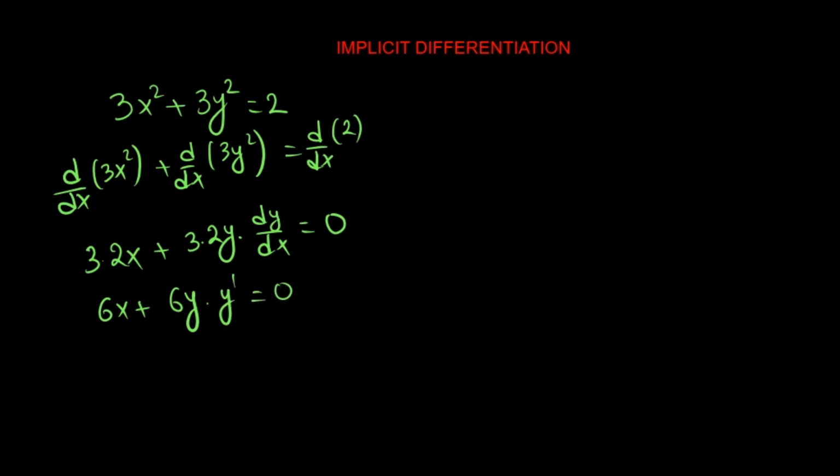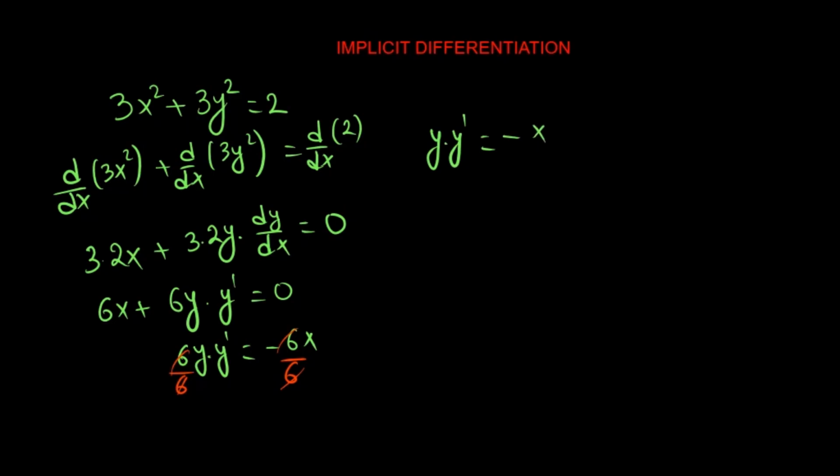Our goal is to find y prime, so we isolate for y prime. That means I need to bring everything else to the other side of the equal sign. I'll start by moving 6x. So I have 6y prime equals minus 6x. And if you notice, they both are multiplied by 6. I can divide both sides by 6. So these are gone, and I have y times y prime equals minus x.